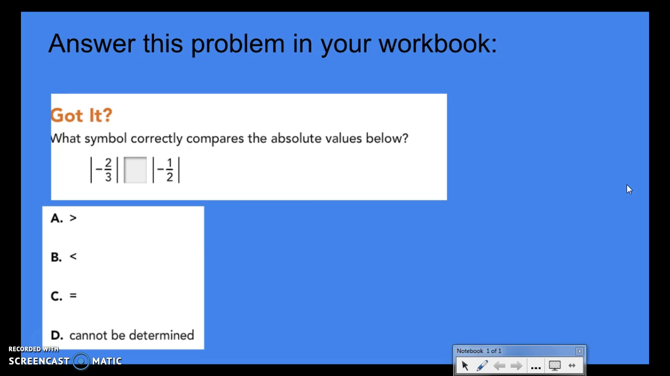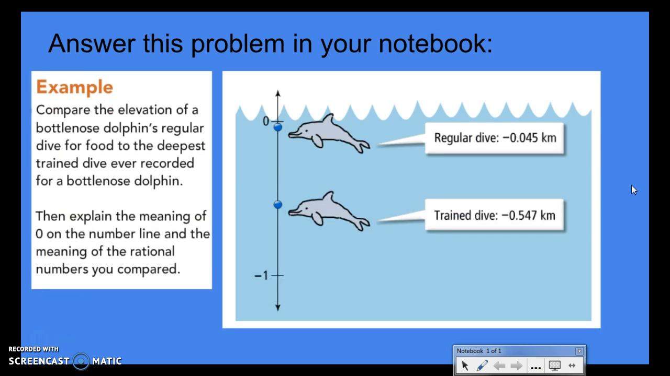So what you can answer in your workbook is: is the absolute value of negative 2/3 greater than, less than, equal to, or cannot be determined when comparing it to the absolute value of negative 1/2? Alright, think about what absolute value means and then compare your numbers. Again, it says answers in your workbook, so copy down everything you see. Alright, so you don't have to write this in your notebook. Ignore this note above because I want you to just pay attention to this part. The next part we're going to copy down, but I want you just to listen for this one.